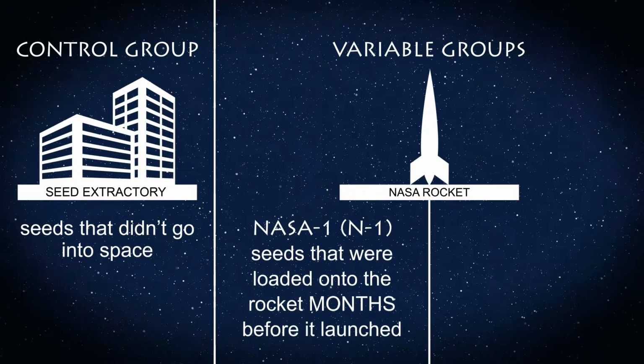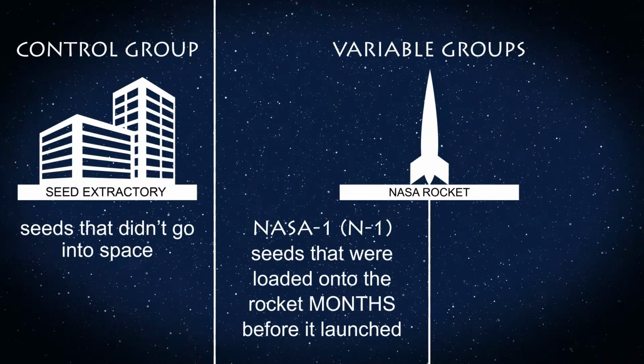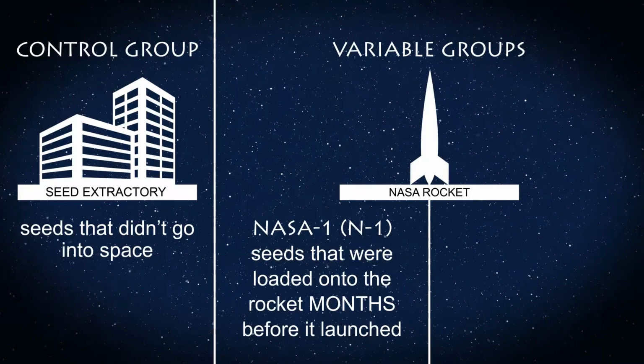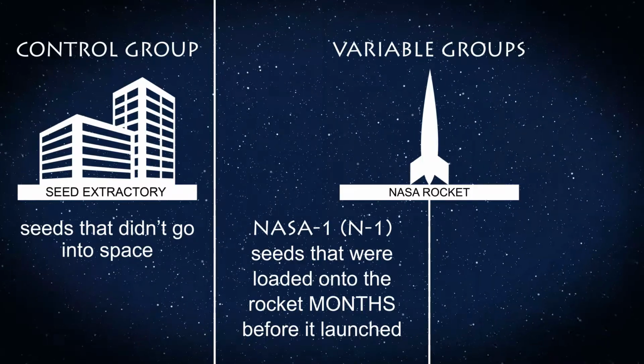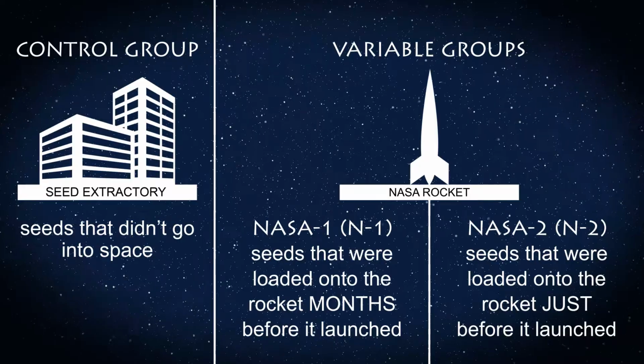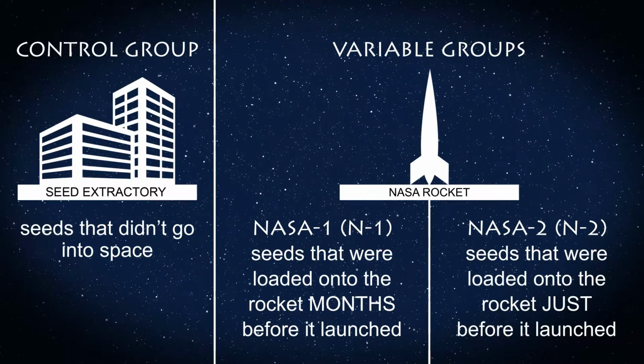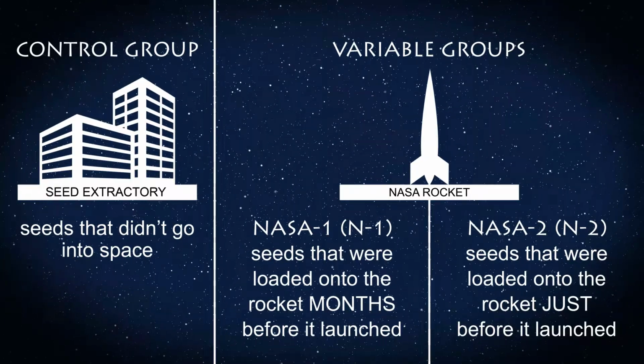One group was loaded onto the rocket months before it launched. We've been calling this group NASA 1 or N1. The other group was loaded onto the rocket just before it launched. We've been calling this group NASA 2 or N2.